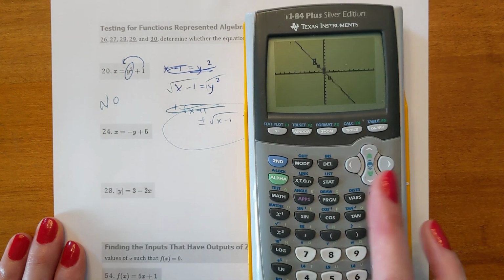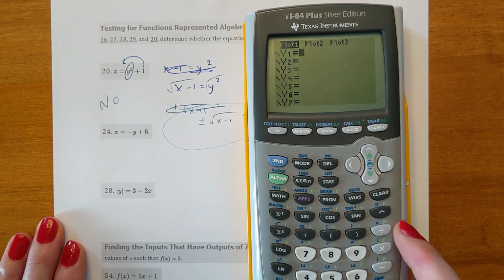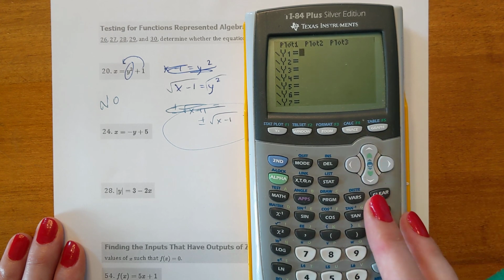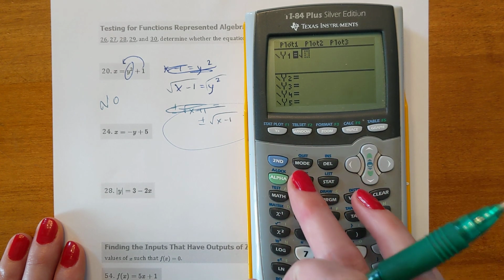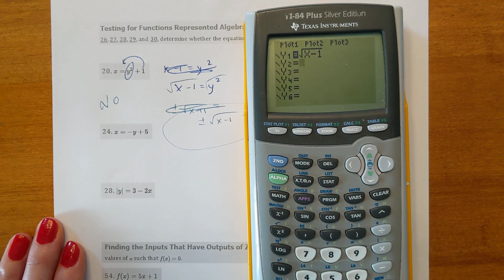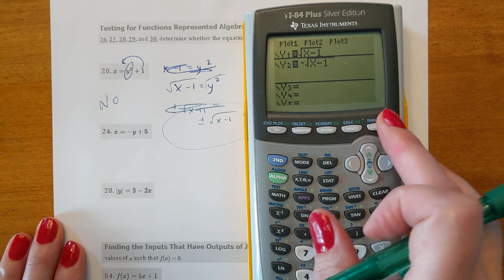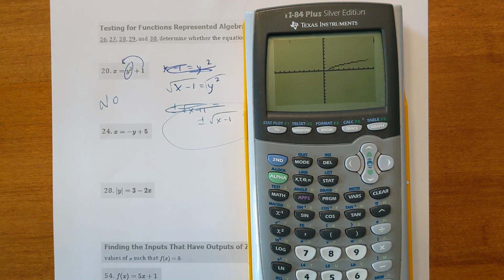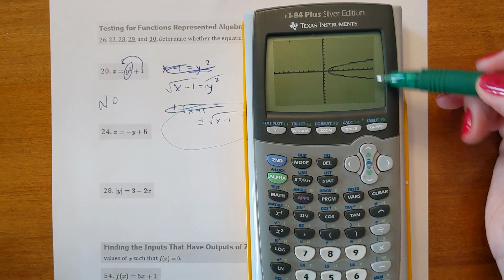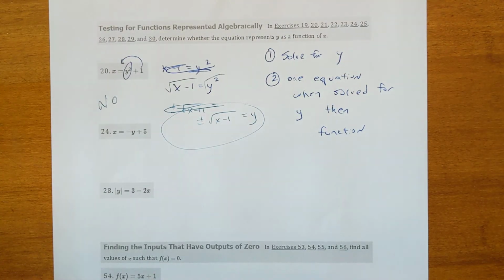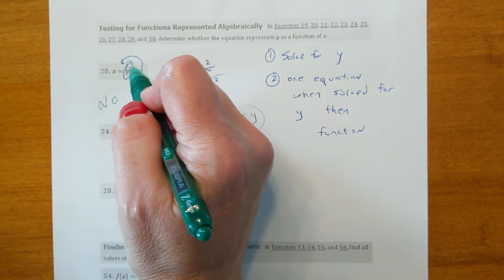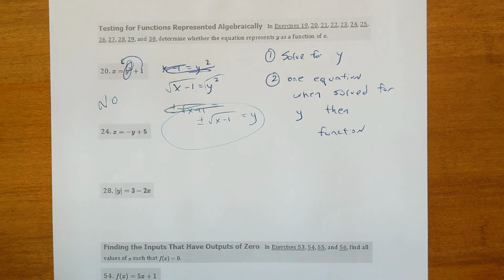And if you put it in your graphing calculator here, we got the square root of x minus 1. And then we got the negative square root of x minus 1. You'll see it makes a sideways parabola when you put the two pieces together. So, like we talked about, it's going to fail the vertical line test. And it's because it's two equations. Okay, the next one. So note, when there's a little 2 on the y, it's not going to be a function because you're going to have two equations.